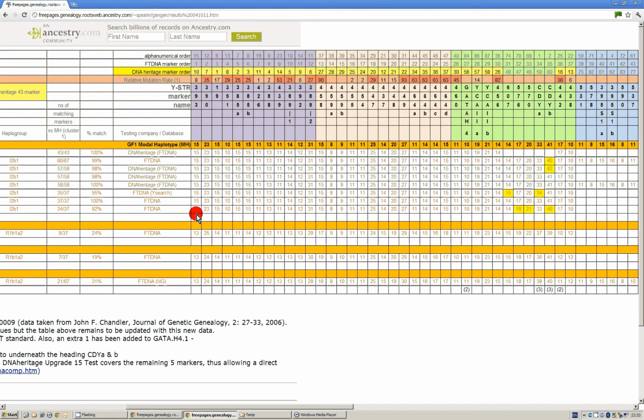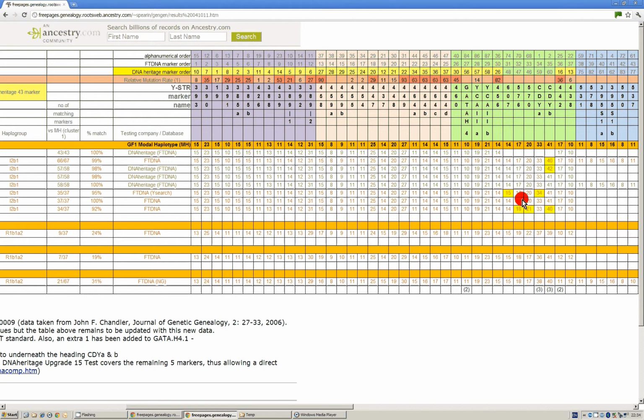If we look at the most frequently occurring value in each of these rows, obviously for the first marker, marker number 393, the most frequently occurring value there is 15, and that goes into the modal haplotype. The modal haplotype is the most frequently occurring value for each of the markers in the genetic signature for all of the members in this particular group. So that's why for the first 25 markers, the value for the modal haplotype marker is exactly the same for all 7 members of this group.